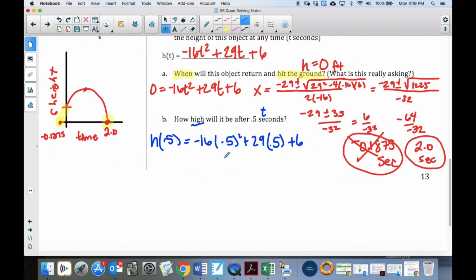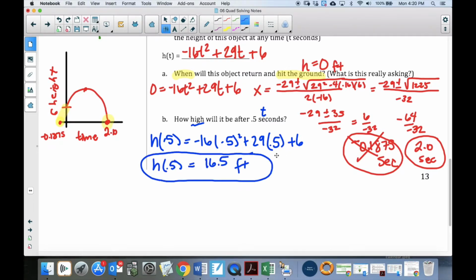And so we just plug in our 0.5 all the way, and we simplify this. I just plug this into my calculator, and when I plug it in, I get 16.5 feet, and that just says that after 0.5 seconds, it's going to be 16.5 feet high. We might just look at the graph and see if that makes sense, because on the graph, this was 2.